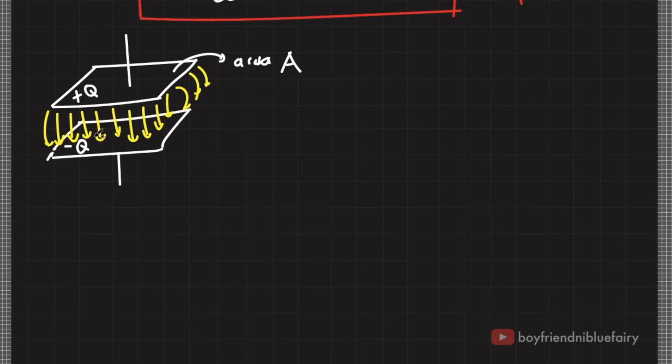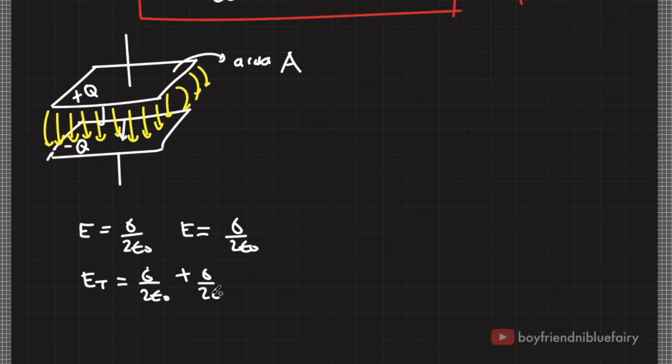So assuming that this is in vacuum, if we calculate the electric field at the middle of these two conductors, we could actually assume that one conductor is an infinite surface charge, so it has an electric field with magnitude sigma over 2 epsilon naught. And also, the conductor at the bottom contributes an electric field that's going downwards, and it has a magnitude of sigma over 2 epsilon naught. So the total electric field is sigma over 2 epsilon naught plus sigma over 2 epsilon naught equals sigma over epsilon naught.